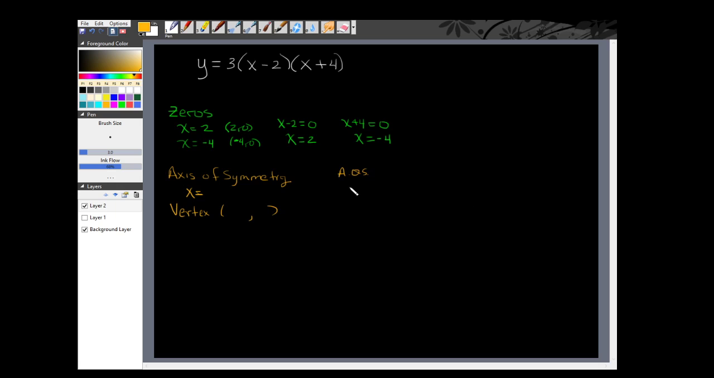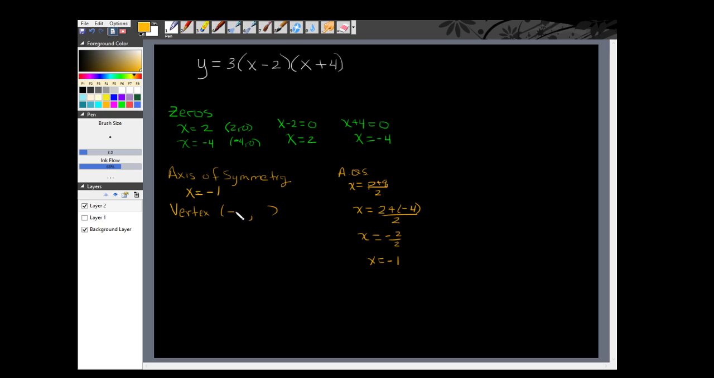So the little rhyme I told you, x equals p plus q all over 2. I'm going to take my two values that I got, 2 and negative 4, and plug them in. So here at the top, 2 plus negative 4 is negative 2, and negative 2 divided by 2 is negative 1. So the axis of symmetry for this parabola will be at x equals negative 1.